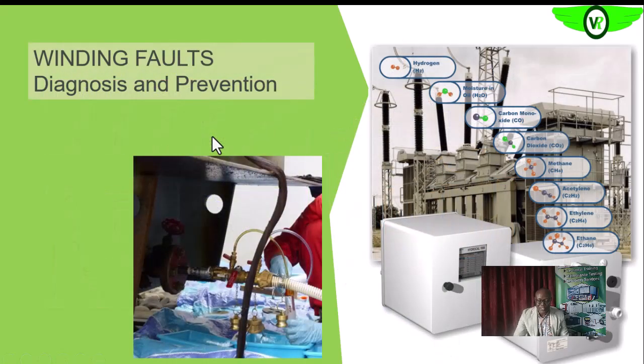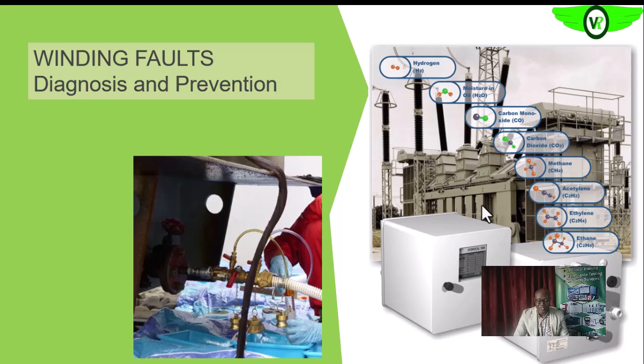So what are the ways that we can use to determine winding faults as they are happening? Remember, the winding is an internal component of the transformer. They are inside the transformer tank, so it's not something that you can access from the outside. So how do we assess, or how do we know if such problems are happening within the winding inside the transformer?